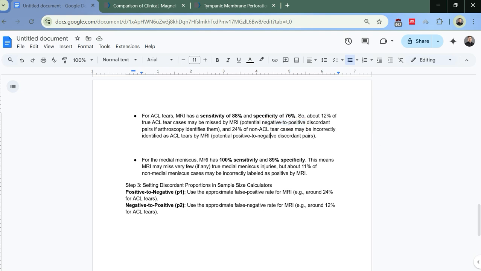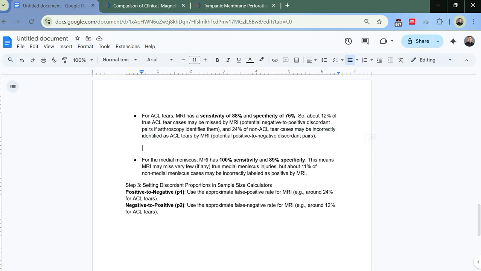MRI has a specificity of 76% in detecting ACL tear. Specificity means true negative. So let's say there are 100 non-ACL tear cases. MRI could detect only 76% of such cases. It means the remaining 24% of non-ACL tears are detected as ACL tears by MRI. MRI detected it as positive, but in reality it is negative. So this is the positive to negative discordant pairs.